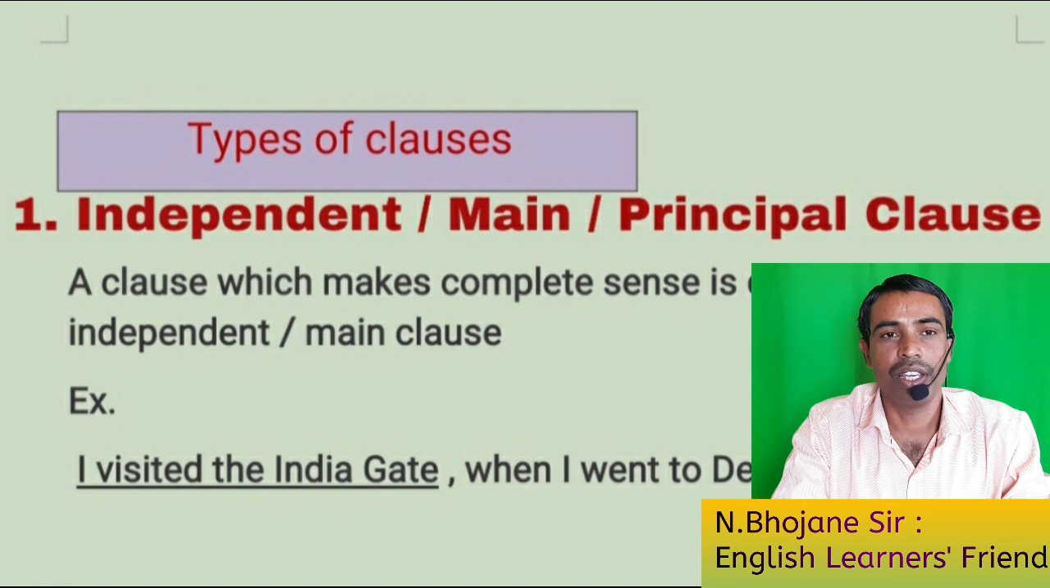Now at first, independent clause. Independent clause is also called main clause or principal clause. A clause which makes complete sense is called main clause. For example, I visited the India Gate when I went to Delhi. Now, in this example, I visited the India Gate is a main clause.